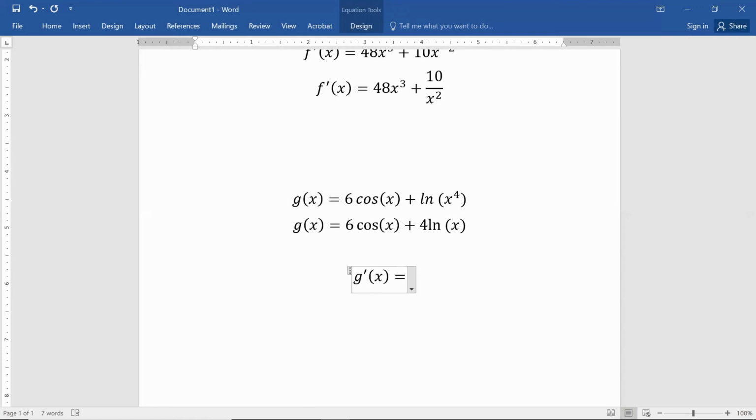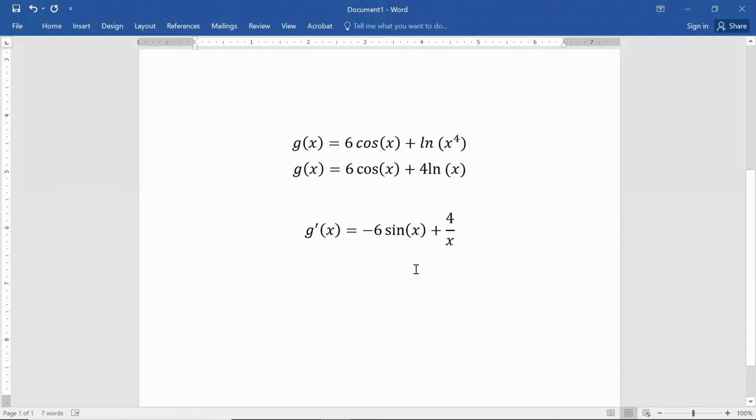The derivative of cosine is negative sine, so you're going to get -6 times sine of x plus 4 times 1 over x becomes 4 over x. And that's as simple as I can write that g prime. That's as simple as I can write the derivative.